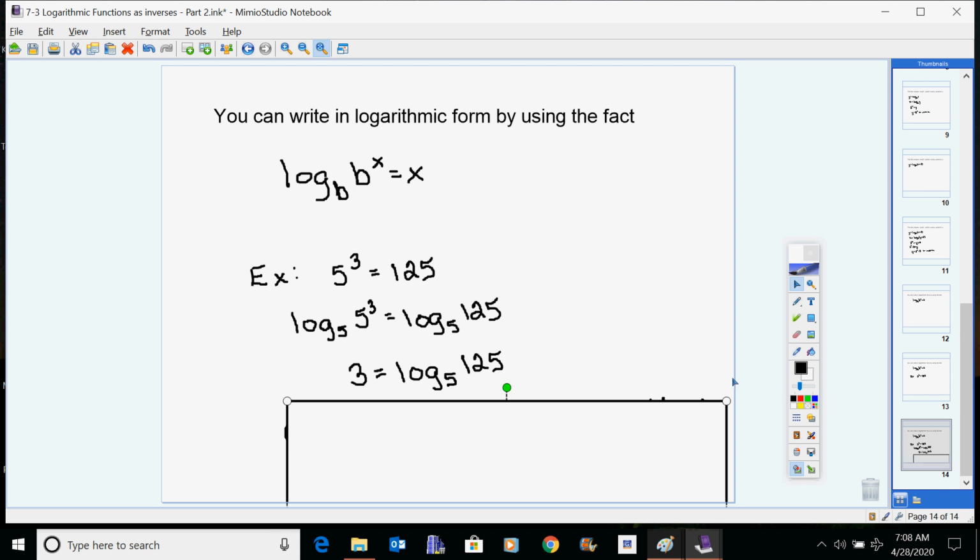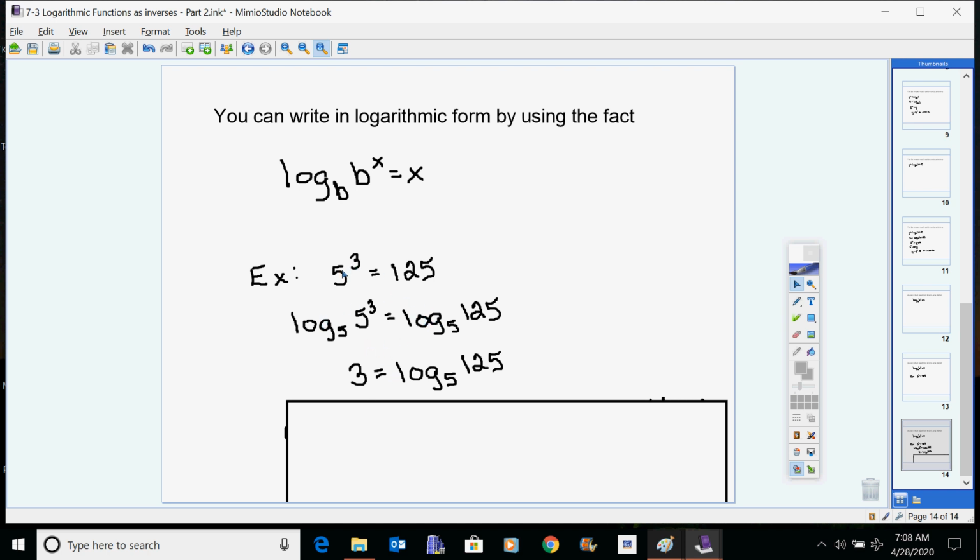So here we have what we did in the other way. Log base 5 of 125 equals 3. And that's how we had done it before, but we hadn't done it by applying a log to both sides. So this is the thing that I'm introducing to you.